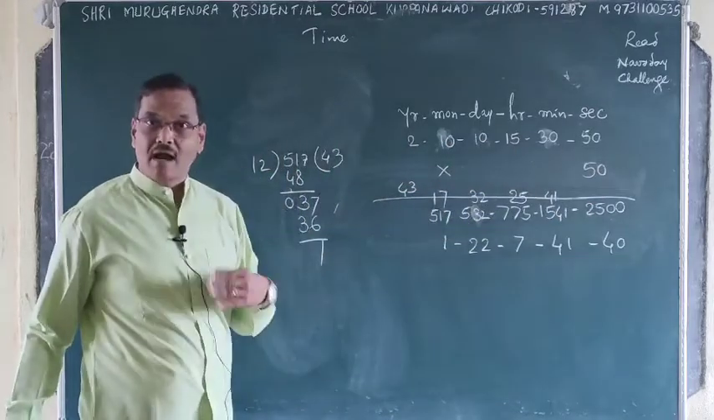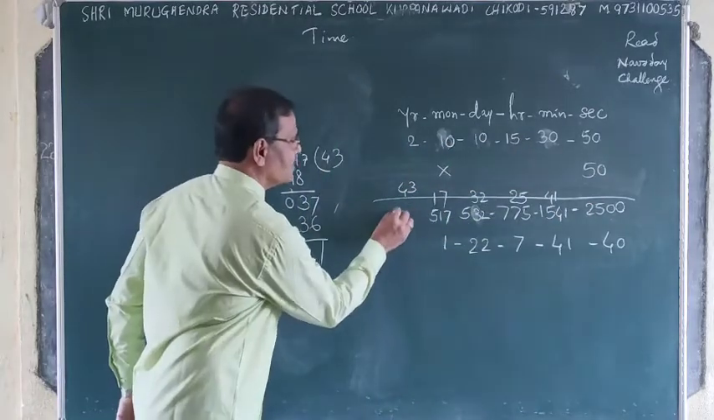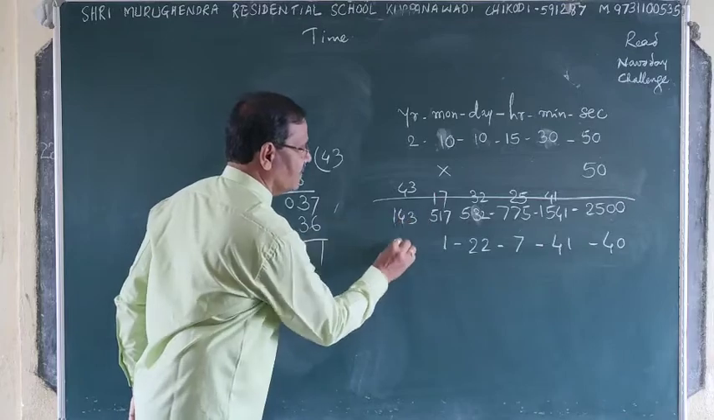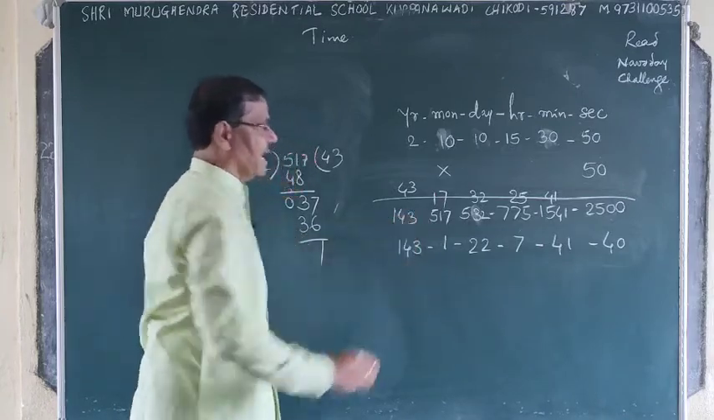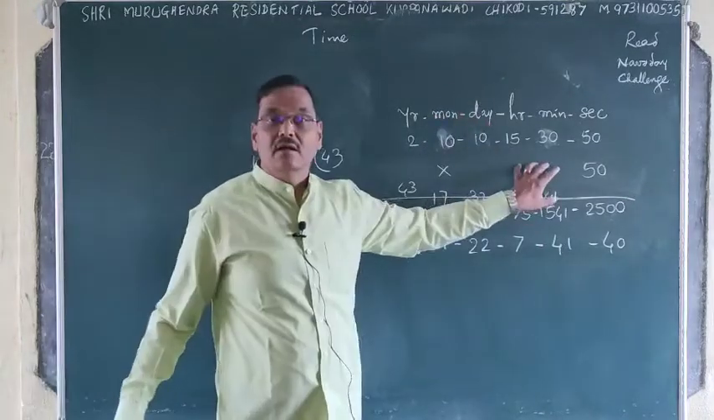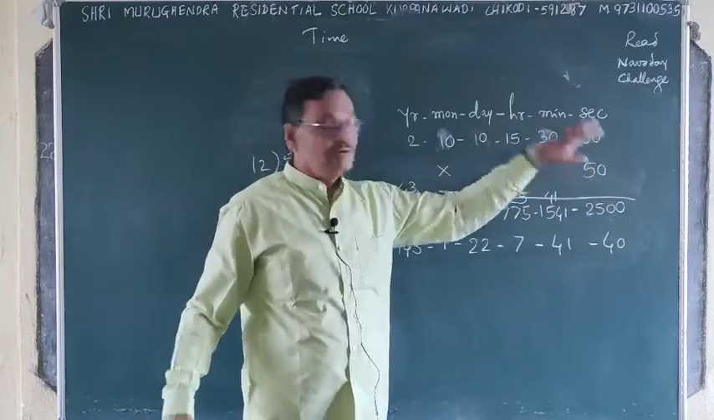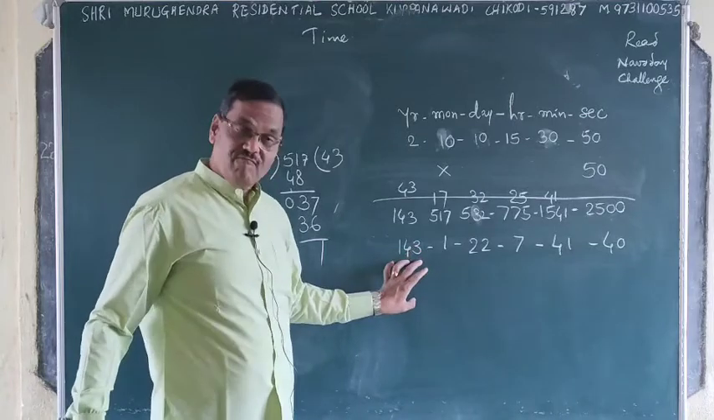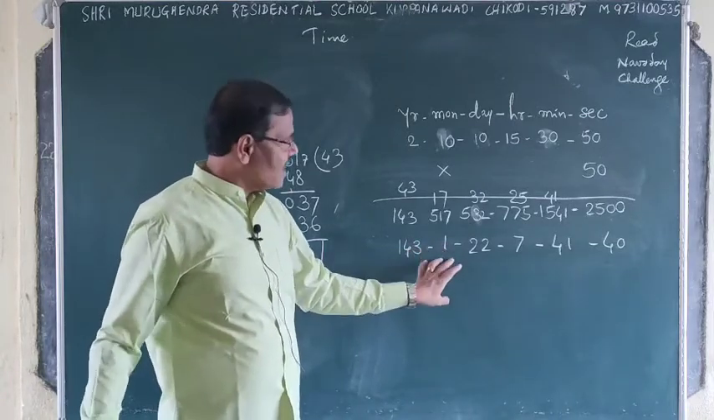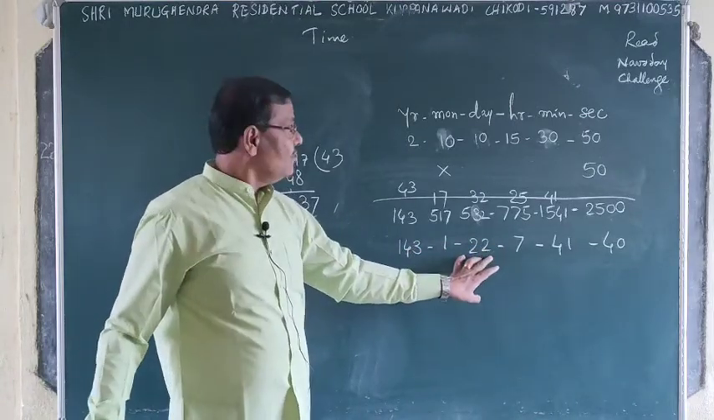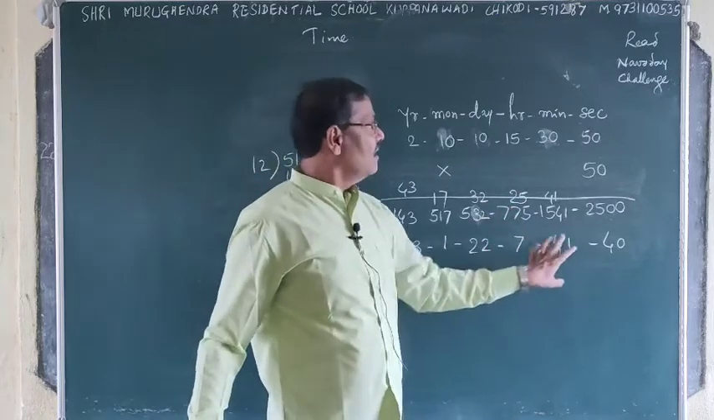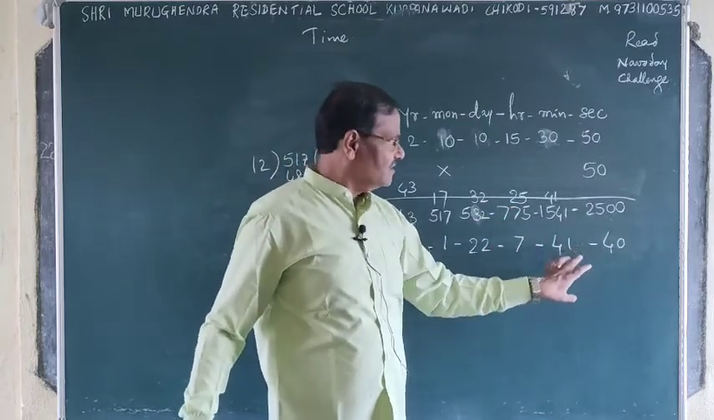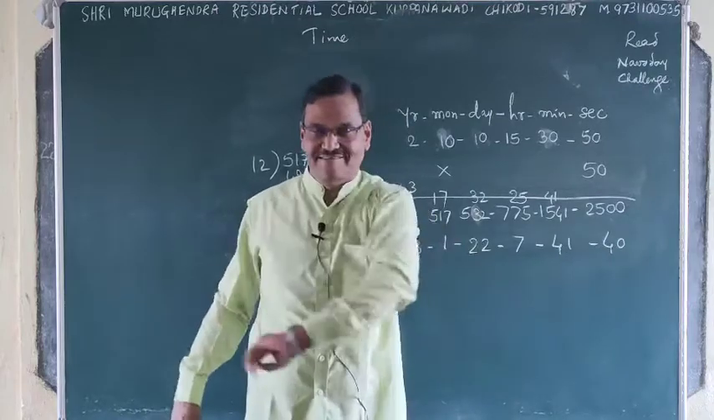50 twos are 100. 100 plus this 43, it came as 143. It means that this statement multiplied by 50, we get the product as 143 years, 1 month, 22 days, 7 hours, 41 minutes and 40 seconds.